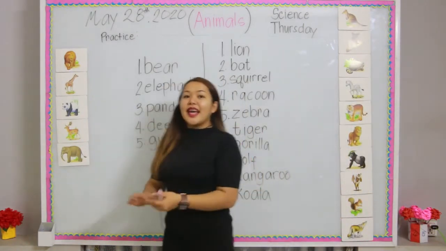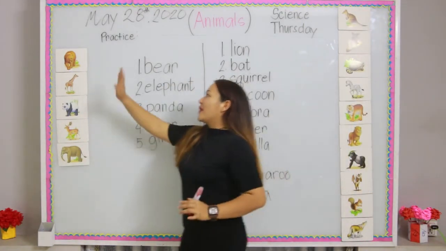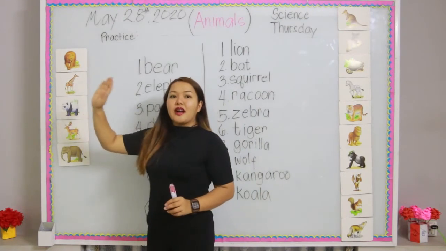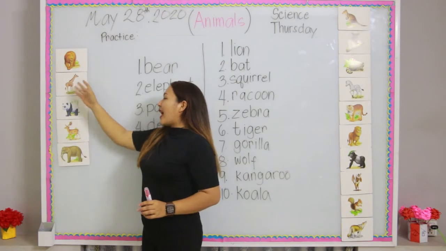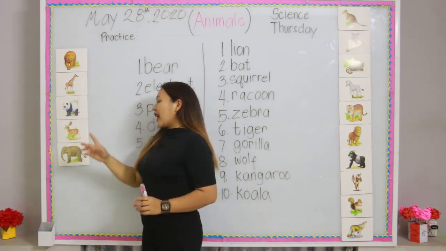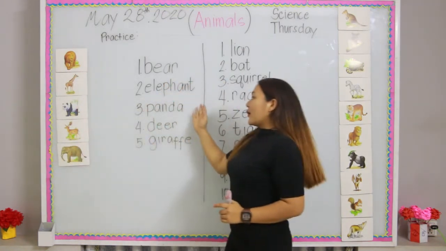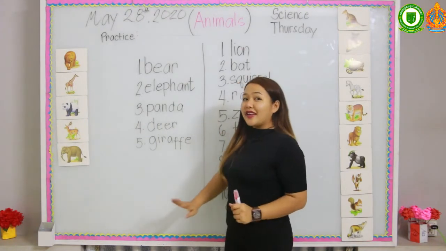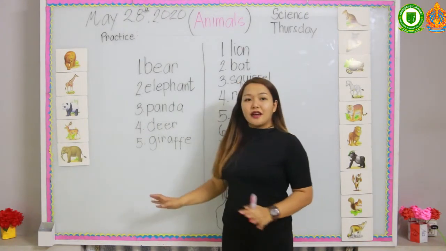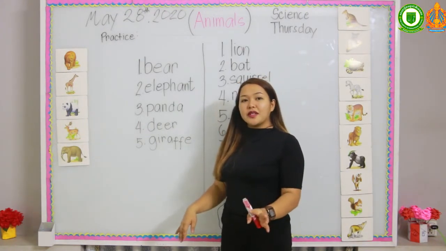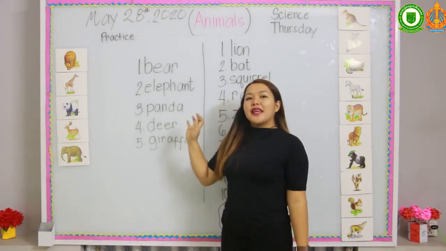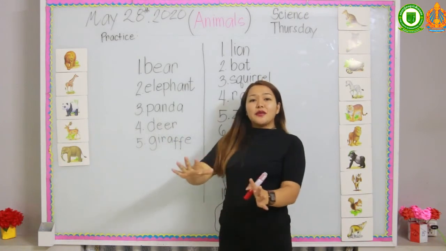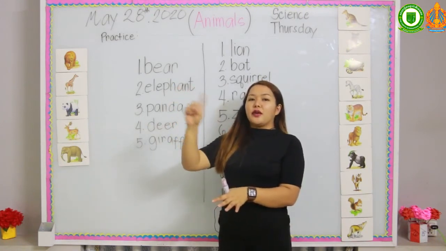Please help me answer, okay? On this side, we have the pictures of your animals. We have bear, giraffe, panda, deer, and elephant. In here, we have the names of the animals. I know that you cannot read them, and I know that you don't remember them as well. So I will read it first, and then you help me answer it. Okay, so again, the same drill. Use your finger to point to your answers.